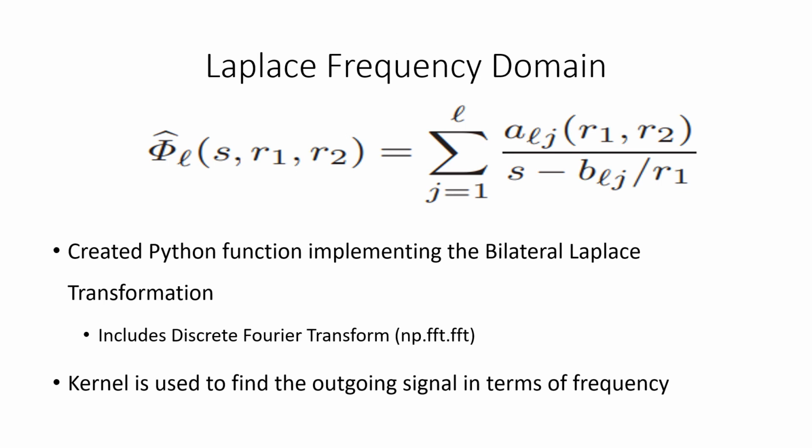This equation represents the kernel in the frequency domain. We created a Python function implementing the bilateral Laplace transformation. A main component of this written function is NumPy's fast Fourier transform routine, which implements the discrete Fourier transform. This function inputs a function evaluated at a discrete uniform time grid, the distance between times, and the array of times. It outputs the function in terms of frequency, as well as both complex and non-complex frequencies.